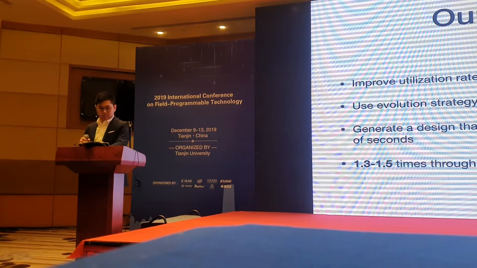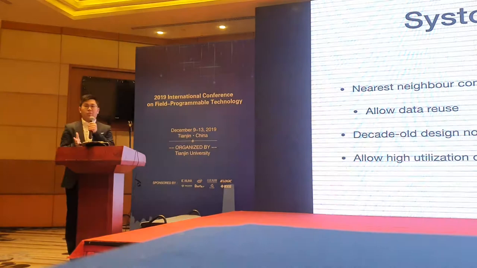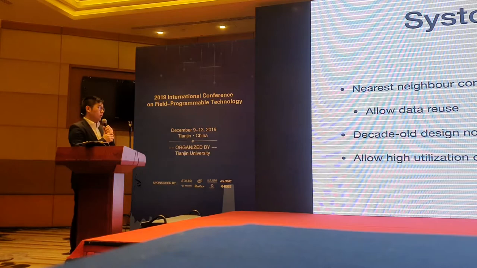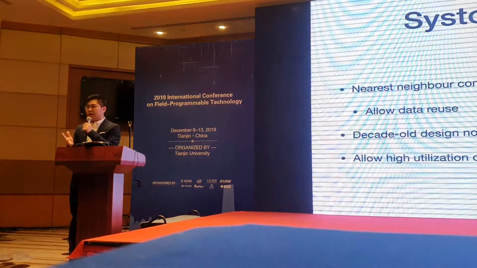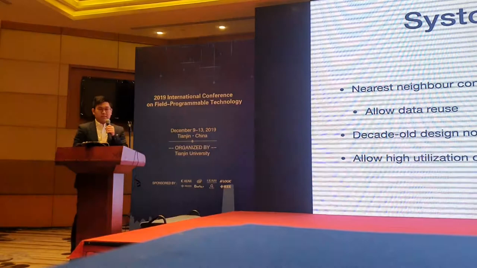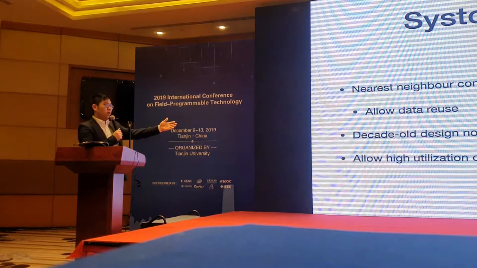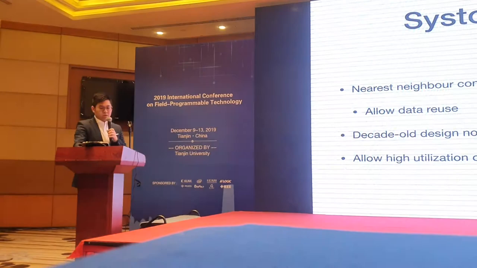So let's talk about the systolic array. A systolic array is basically a hardware configuration that packs a bunch of discrete processing units in an array configuration. They allow nearest neighbor communication, and this is one of the really big reasons why they allow a lot of data reuse. It's actually a decade-old design that has now become really popular for convolutional neural networks. It allows high utilization of FPGA hardware resources, and because of the column arrangement, as you can see on the slides, they are really suitable for FPGA chips.